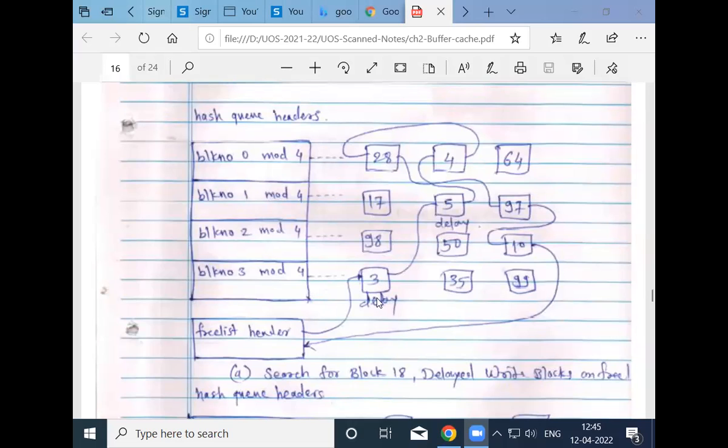So what does the kernel do? Kernel starts writing of buffer number 3 and goes to the next buffer. The next buffer in the free list is 5. So 5 also has the delayed write status. So again it starts its writing.